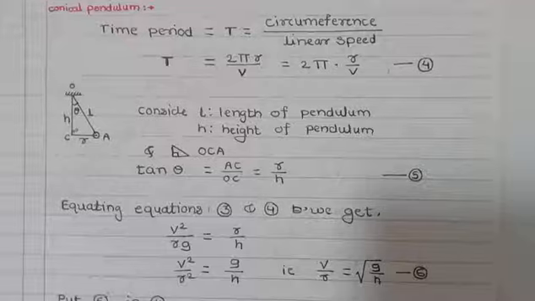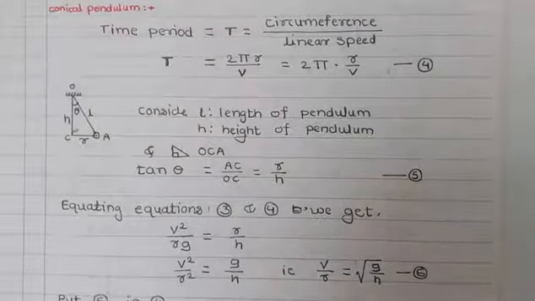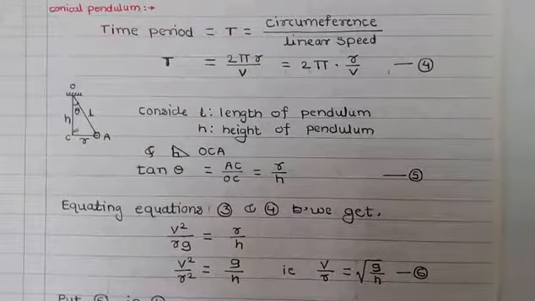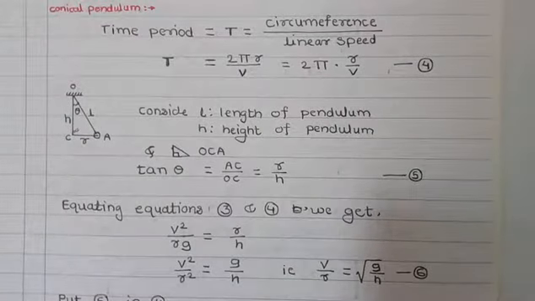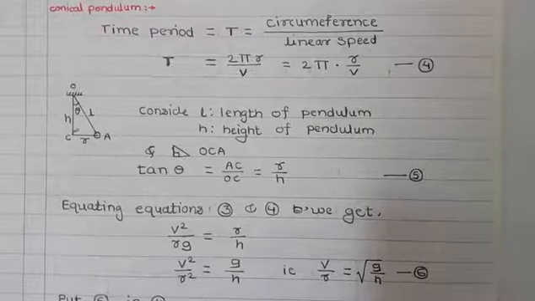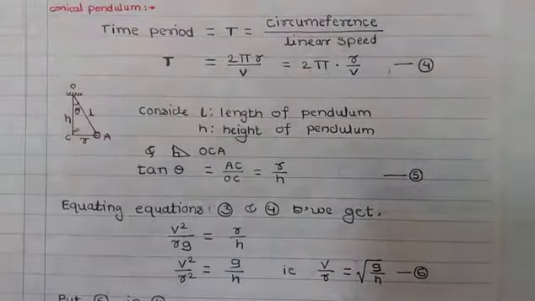Now, expression for time period of conical pendulum. What is the time period? The time taken to complete one circular motion in the conical pendulum is called the time period of conical pendulum.